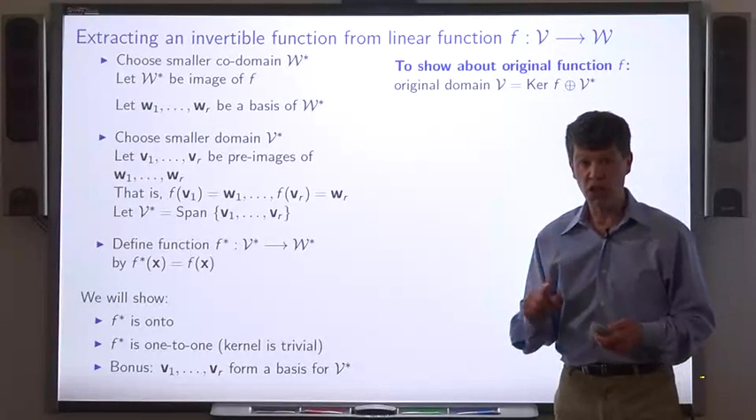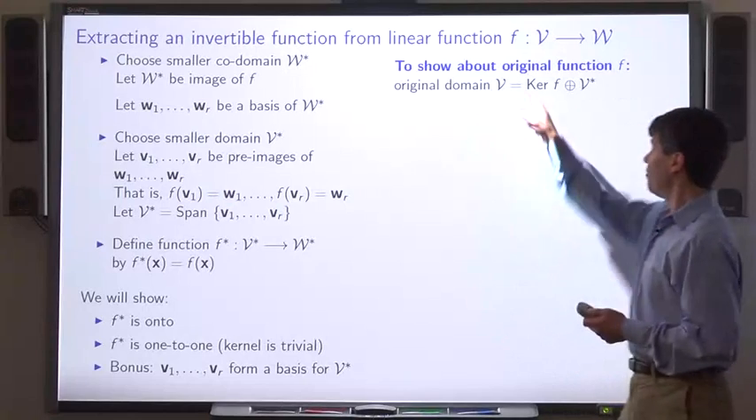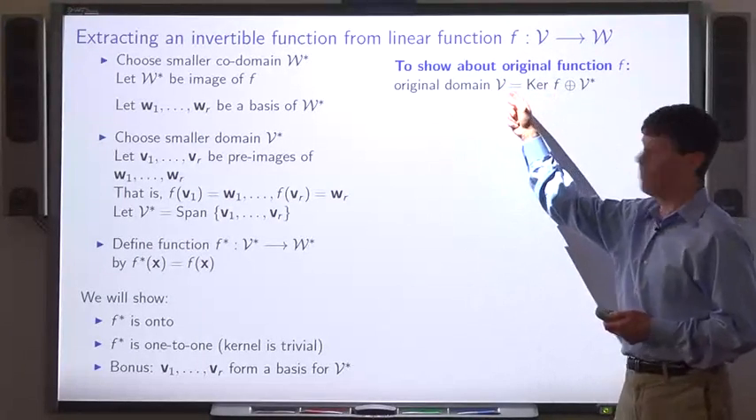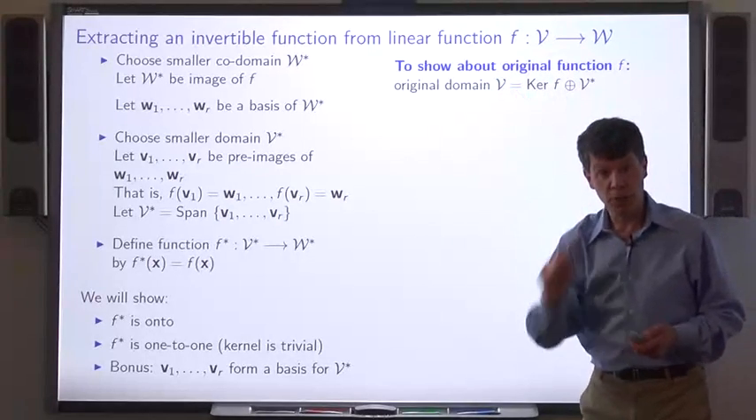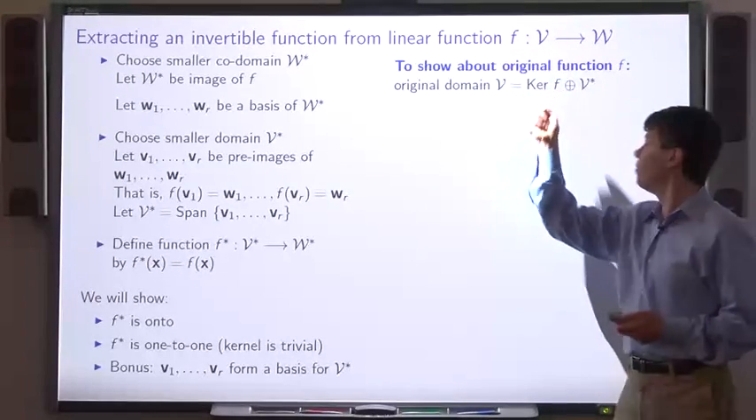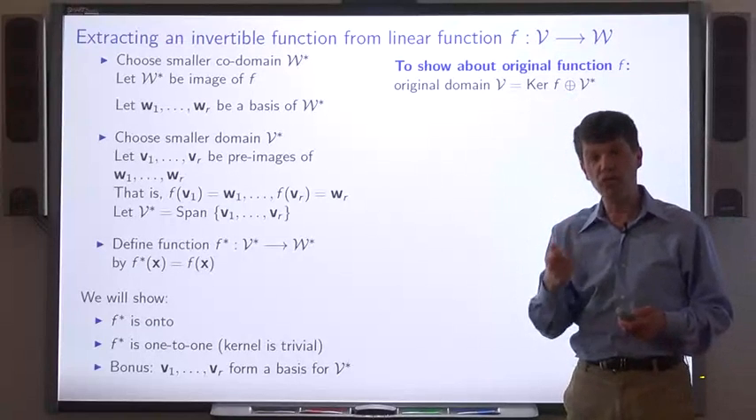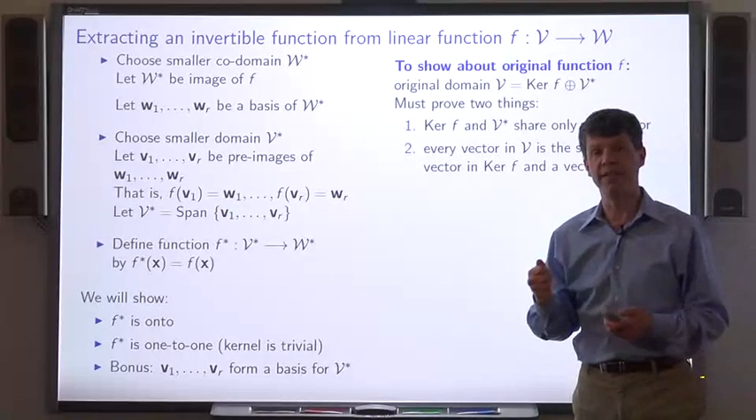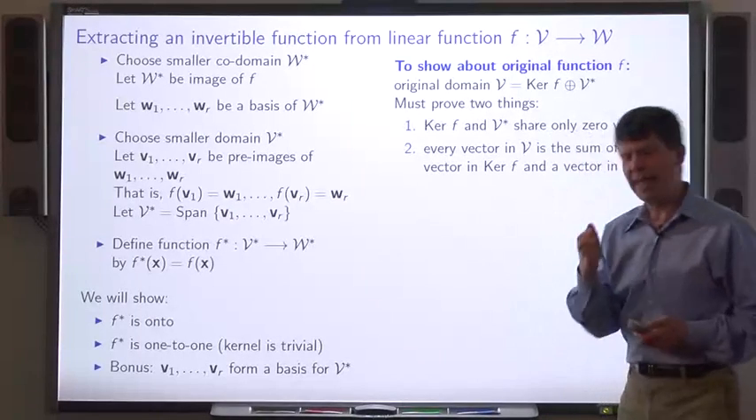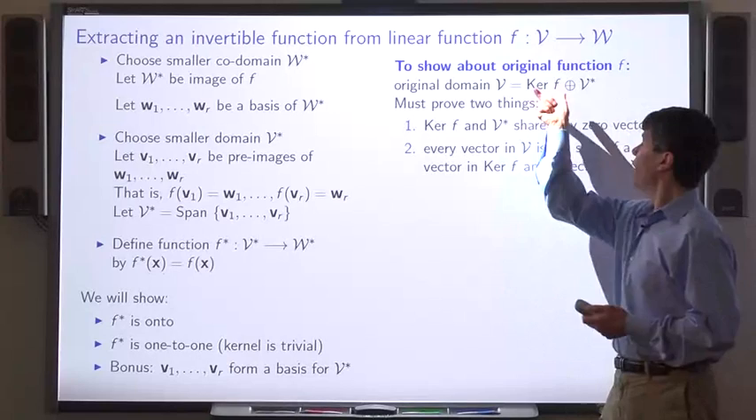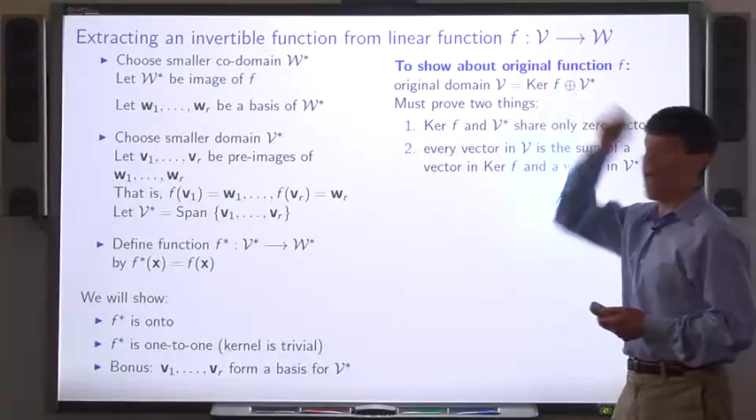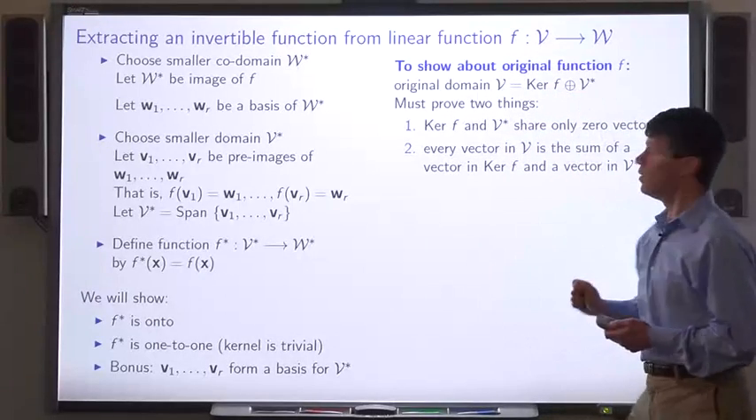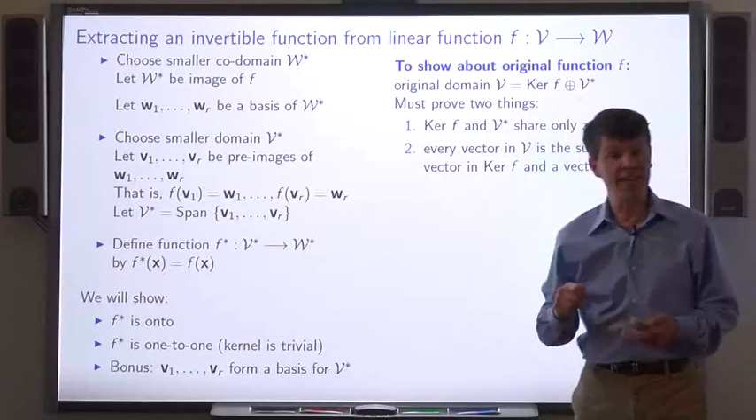Now, we're going to show that the original function has the following property. That the original domain, big V, is the direct sum of the kernel of f with this smaller domain, big V star. So we have to prove two things. For the direct sum to even be defined, we have to show that the kernel of f and big V star share only the 0 vector. And once we've done that, the direct sum is defined.